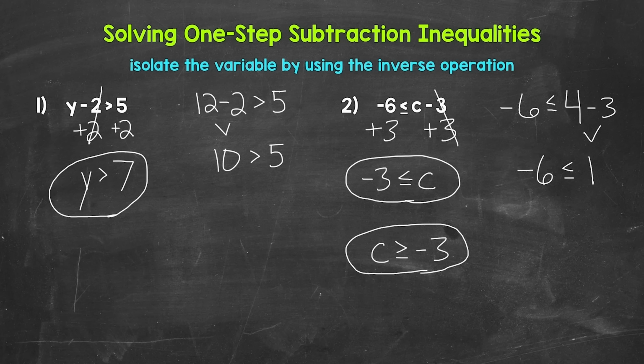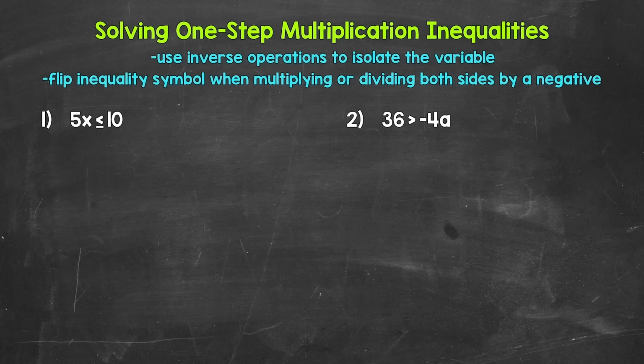Let's move on to multiplication. Here are our multiplication examples. Let's jump into number 1, where we have 5x is less than or equal to 10. We need to isolate x. X is being multiplied by 5, so we need the inverse operation of multiplication. That's division. So divide the left side of the inequality by 5.